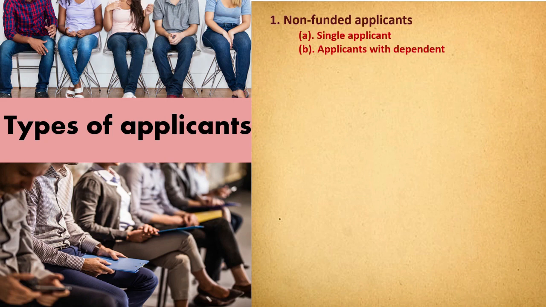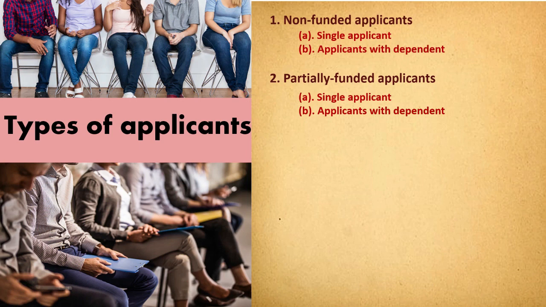If you're an applicant with dependents, it therefore means that another individual depends on your admission, or better put, you have someone going with you to the United States. This may be your children or your wife or your husband, as the case may be.